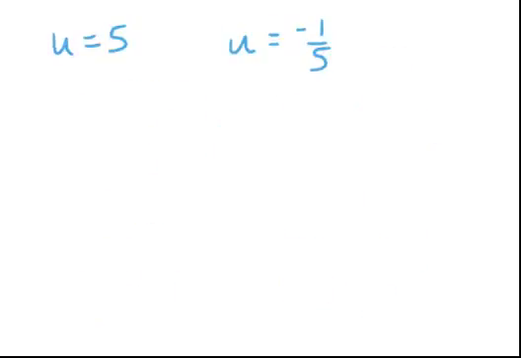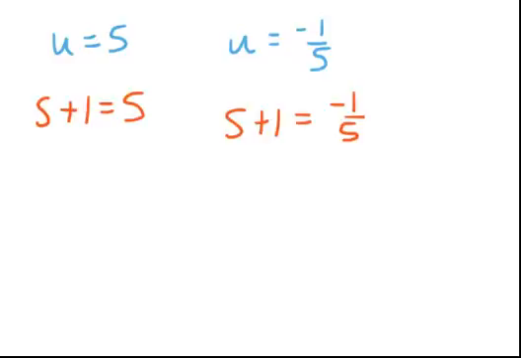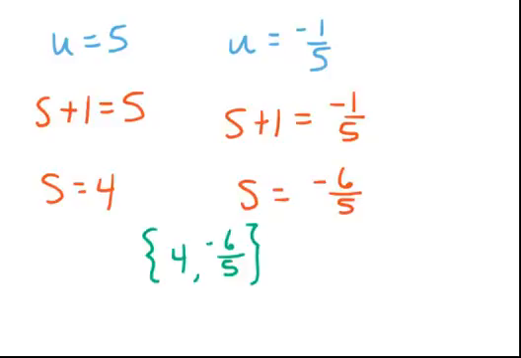Okay, so this is what we got for u, but u was equal to s plus 1, right? So s plus 1 equals 5, s plus 1 equals -1/5. Solve for s. Okay, again, this wasn't a radical equation. We don't have to worry about extraneous solutions. These are our solutions.